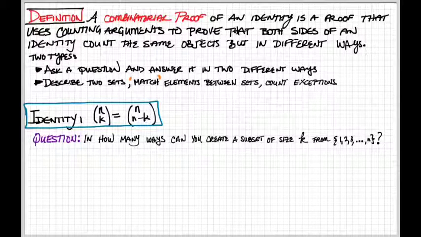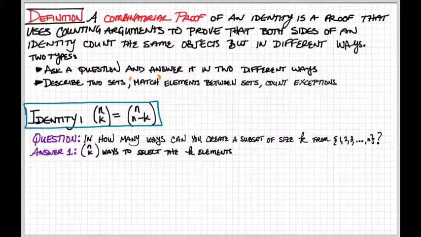Start by asking a question. Take the most direct question you can. Don't try to be overly complicated. We want a question essentially whose answer is n choose k. So the question I come up with is very direct. How many ways can you create a subset of size k from the set 1 through n? Well, there are n objects. We're selecting k of them. The answer is going to be n choose k. So answer 1 is n choose k.